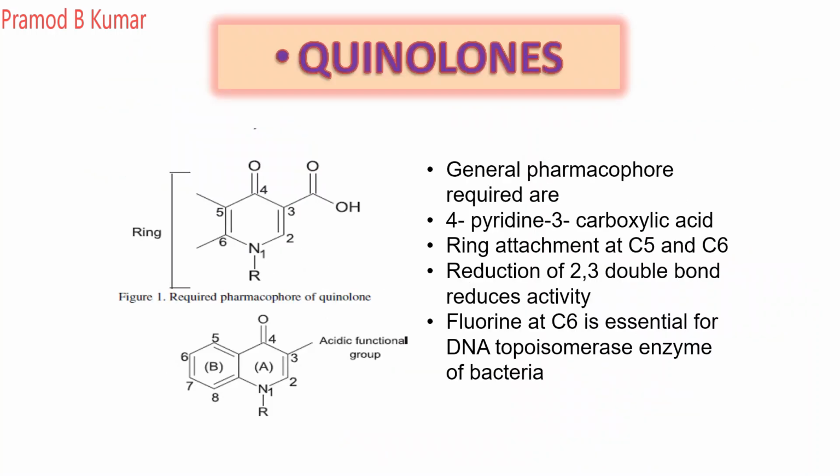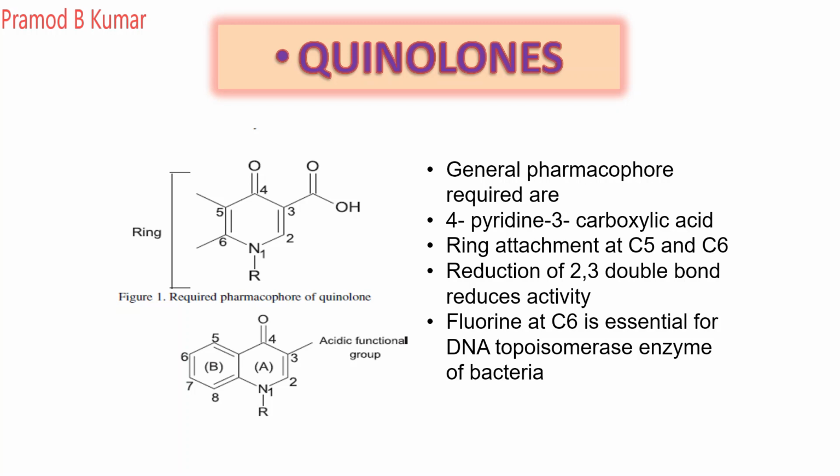Now let's go step by step to the SAR of quinolones. Why is it called quinolones? Because if you see, it is a pyridine ring which is fused to your benzene. So benzo-fused pyridine is known as quinoline, and it is called quinolone because it contains a carbonyl group at the fourth position. That's why it is called quinolones.